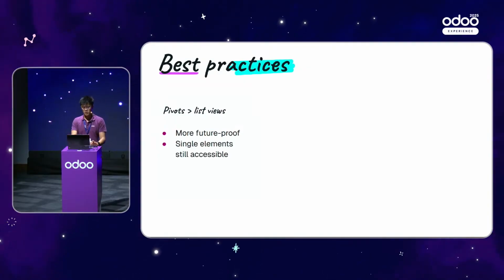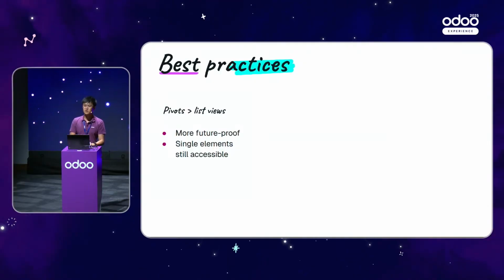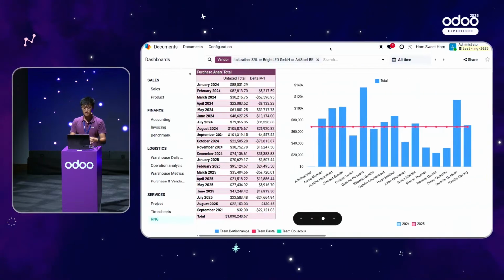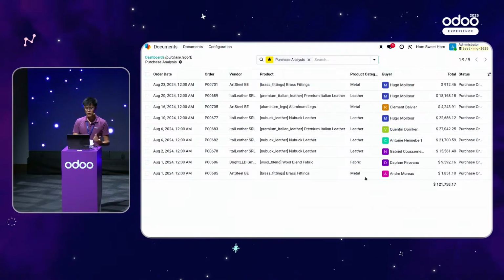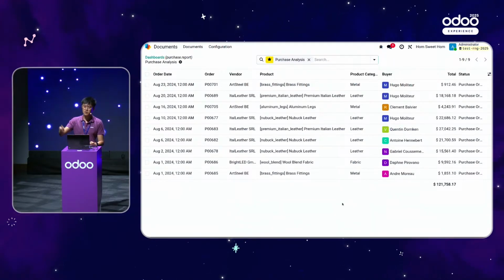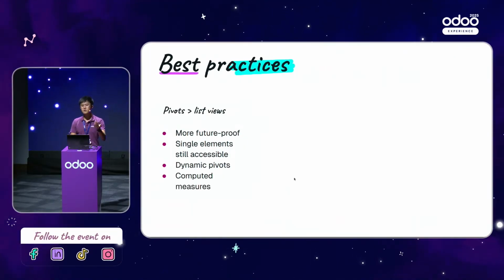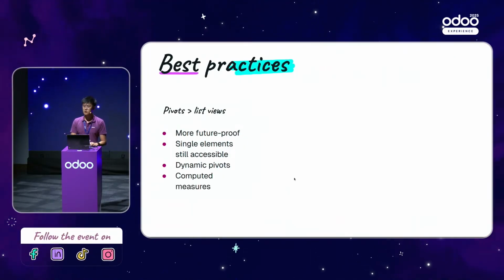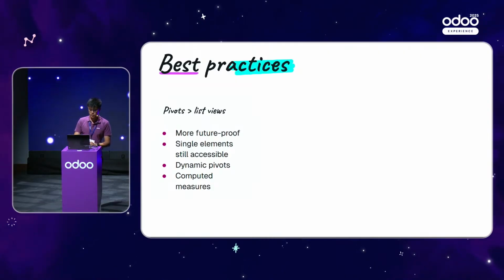The other reason why pivots are also a good feature is that it still keeps access to single elements, because you would be afraid, okay, I have those figures, I don't know where they come from. You just click on it. If you click on it, you have access to all the records that participated in that amount. Dynamic pivots, as we mentioned, because it gives access to computed measures, which are super powerful, basically. Everything that you would like to do is possible through computed measures.